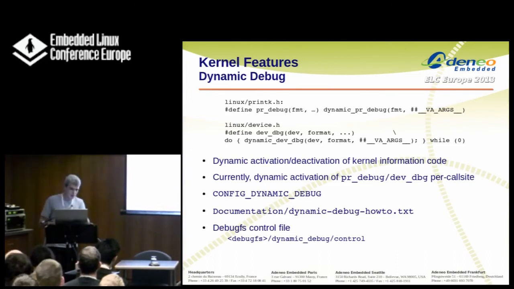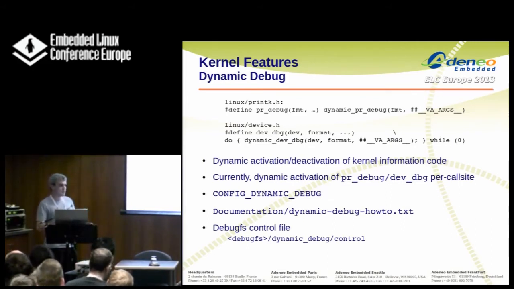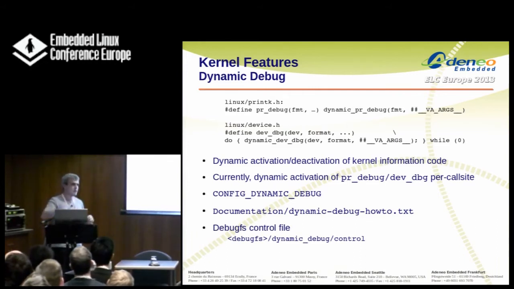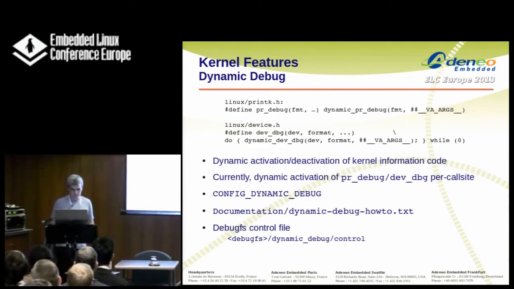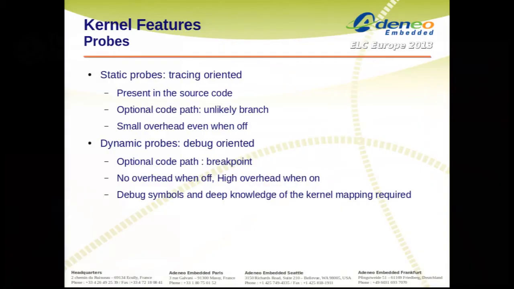And you can echo strings using a simple query language, see the dynamic debug documentation to see all this language. For example, you echo the name of the module plus P, and it will activate all the traces corresponding to that module, and minus P will deactivate the traces. So you can activate and deactivate specific traces in specific parts of the kernel. Great feature. But this is mostly about tracing.